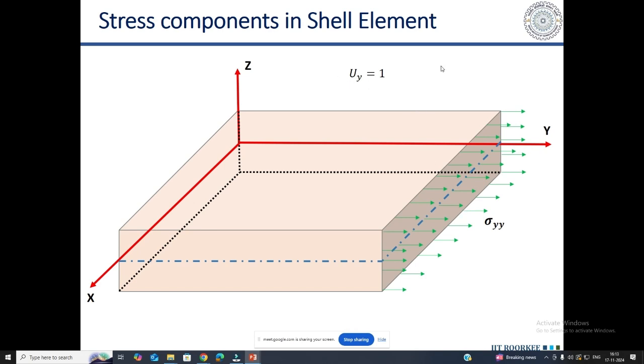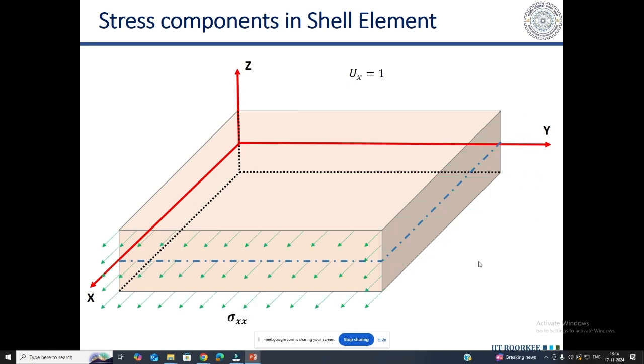So either you apply this uy or fy, you will get some stress generated in this surface with the direction shown with the green color arrows here. So this is basically in plane stress. If you see, this plane is actually in plane with the axis of this shell element. So the sigma y is in plane stress in the y plane and in the y direction.